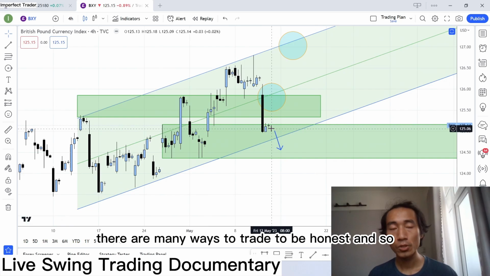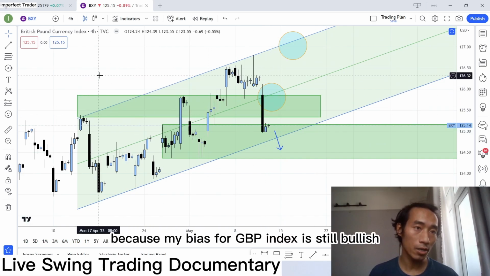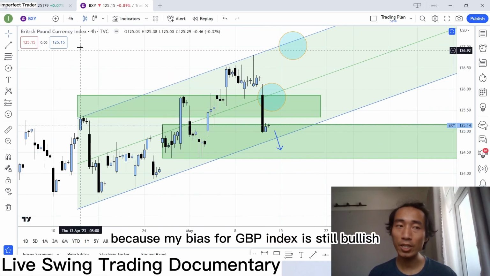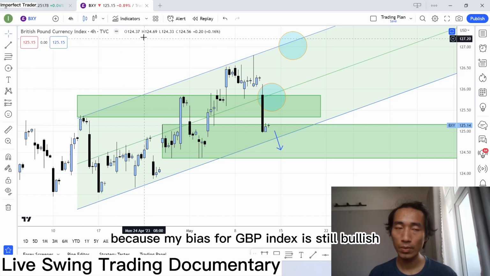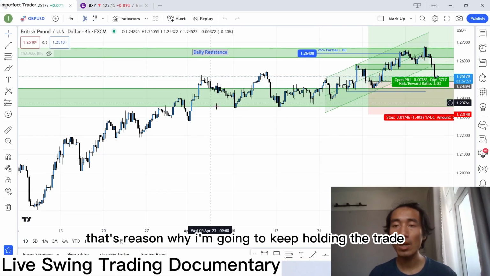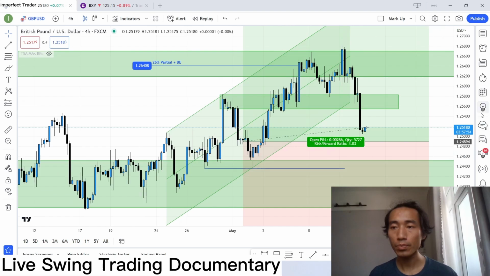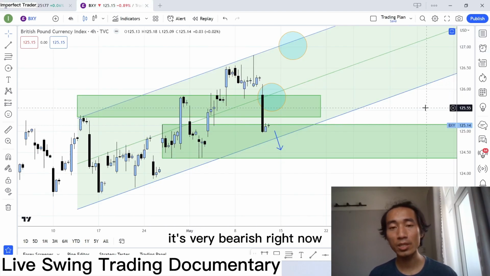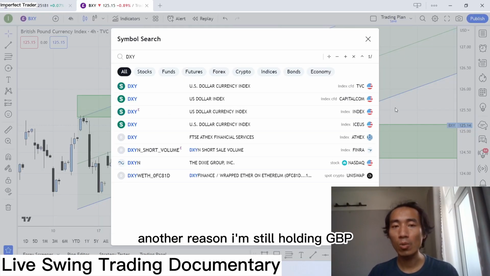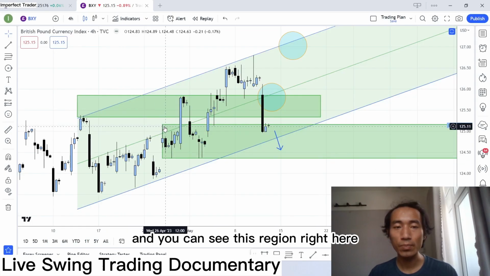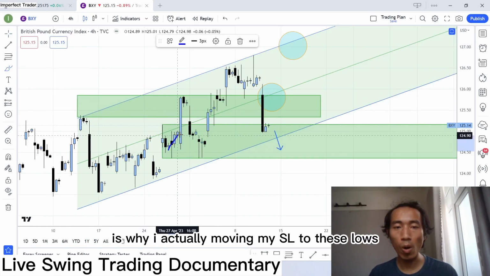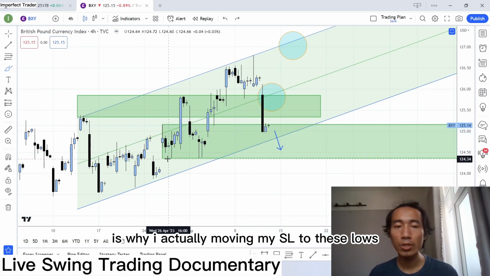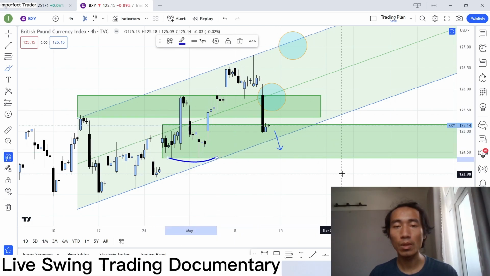And so, because my bias for GBP index is still bullish, that's the reason why I'm gonna keep holding the trade, even though it looks very bearish right now. Another reason I'm still holding GBP, and you can see this region right here, is why I'm moving my stop loss to the low.